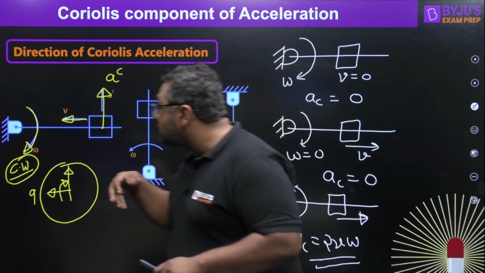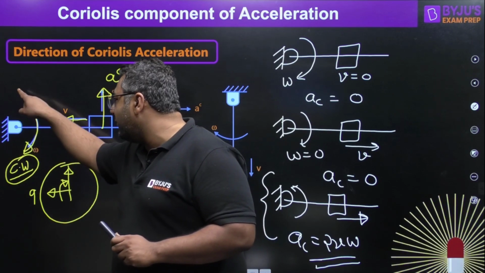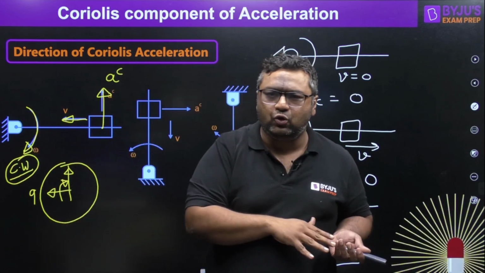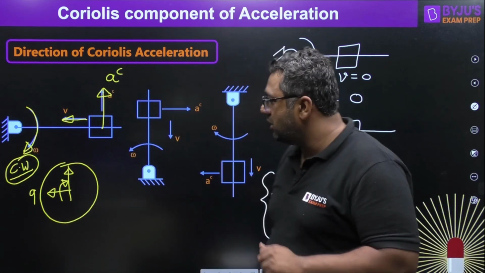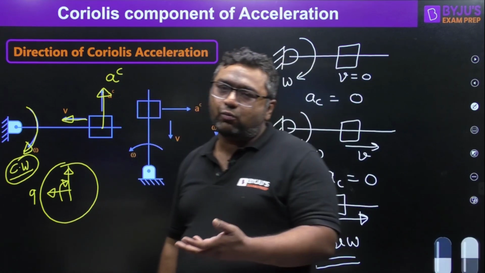Never search the sense like down or up. Never think that omega is going downward. No, it is clockwise. So always rotate either in the clockwise or anti-clockwise direction. Don't be confused with it going down or going up. Always say either clockwise or anti-clockwise.